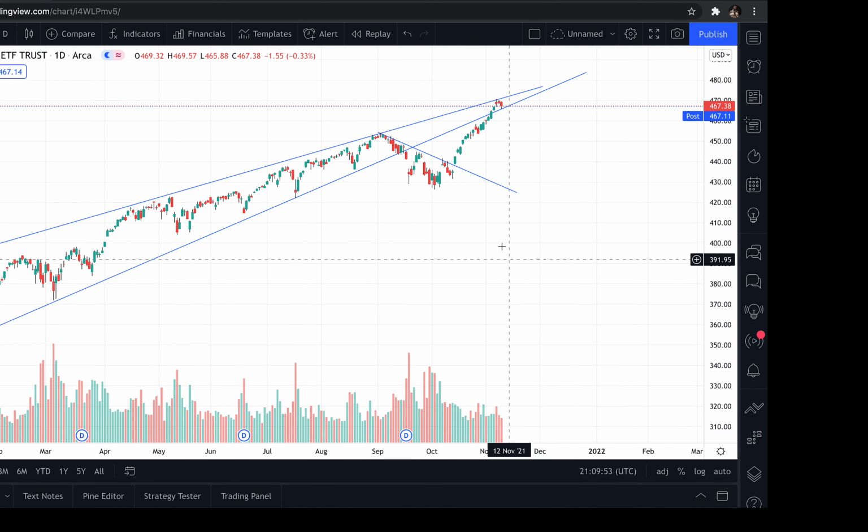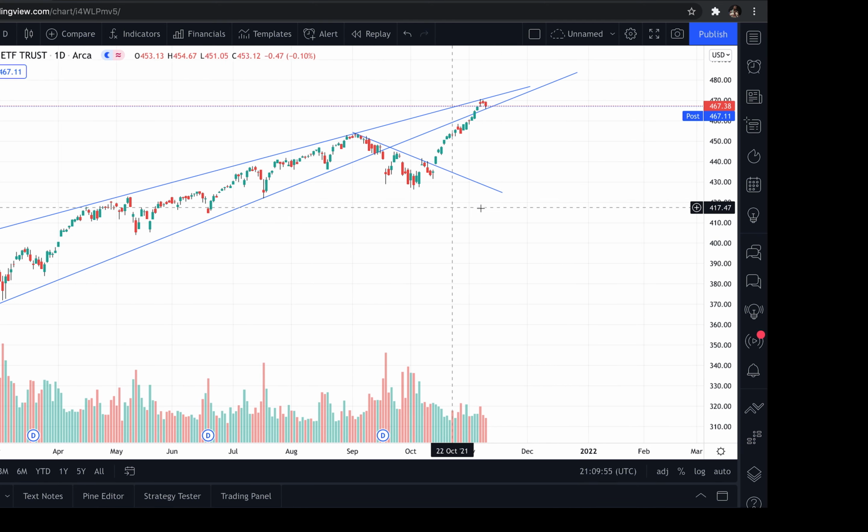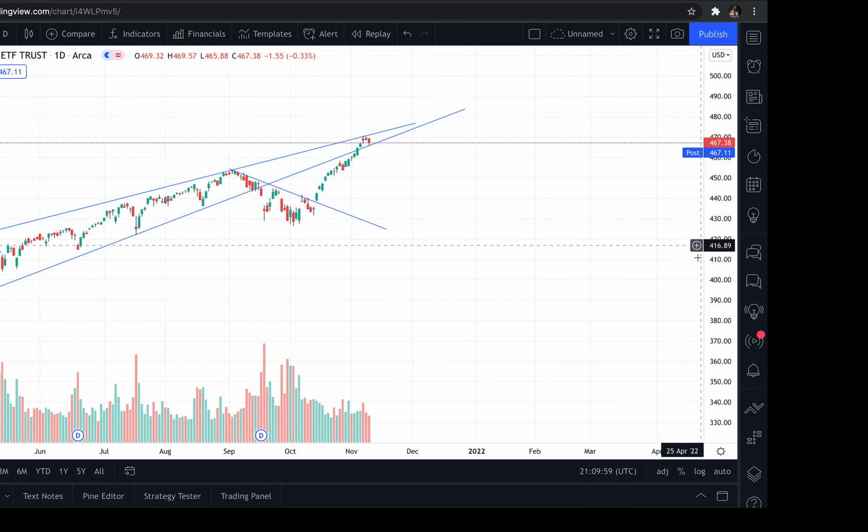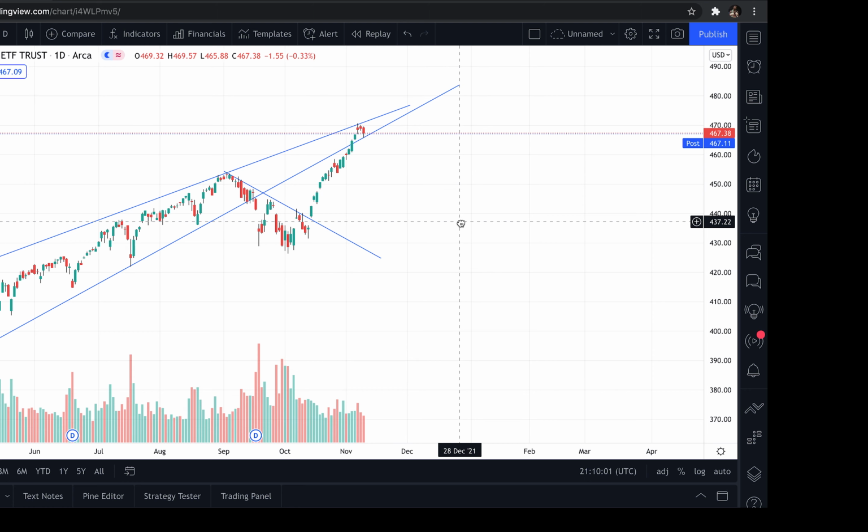Well, remember when I drew this trend line? What do I mean by that? Well, when I drew this trend line, I kept saying, what does this tell you? Blah, blah, blah.